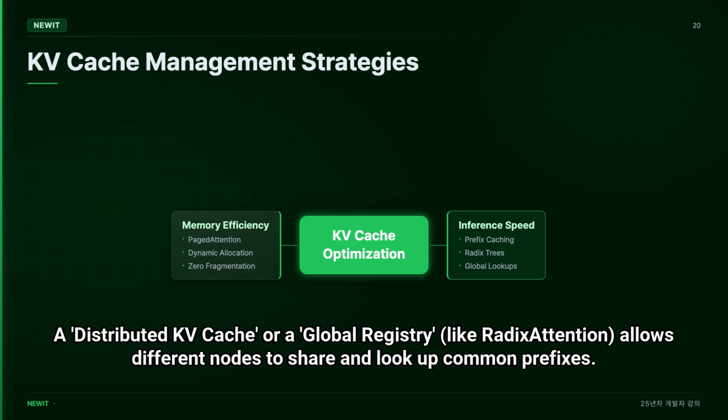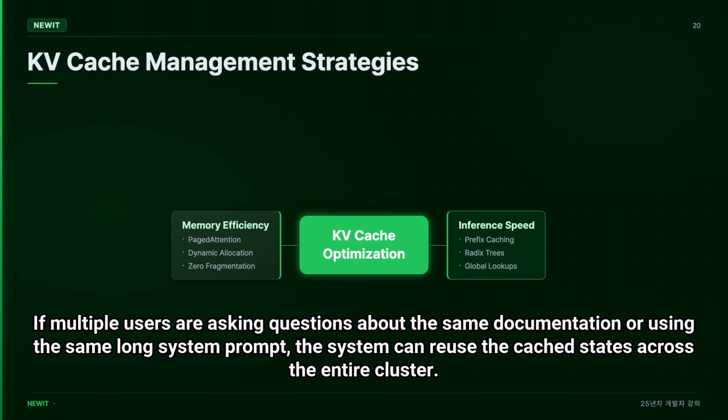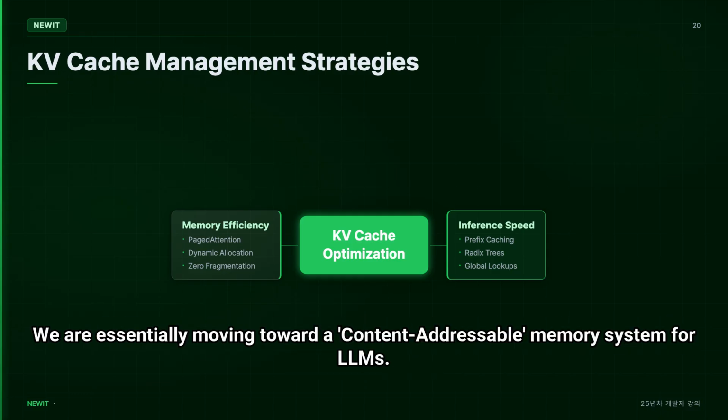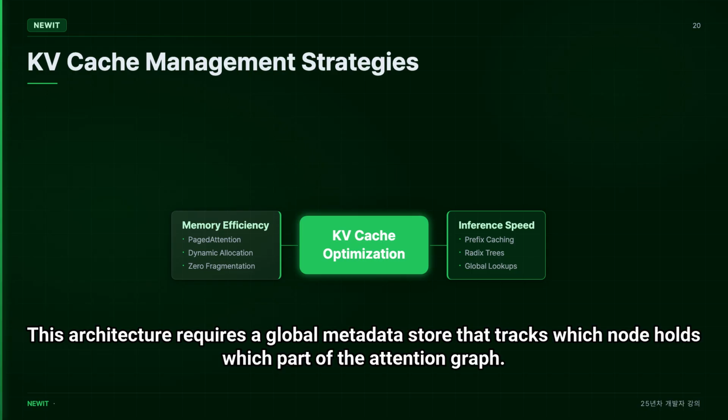A distributed KV cache or a global registry, like RadixAttention, allows different nodes to share and look up common prefixes. If multiple users are asking questions about the same documentation or using the same long system prompt, the system can reuse the cached states across the entire cluster. We are essentially moving toward a content-addressable memory system for LLMs. This architecture requires a global metadata store that tracks which node holds which part of the attention graph.